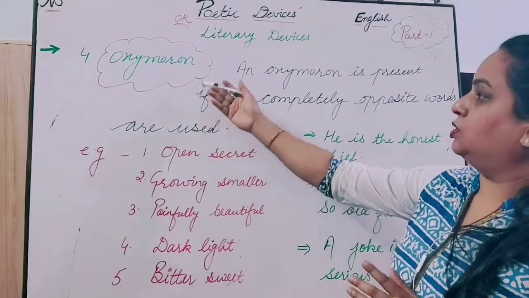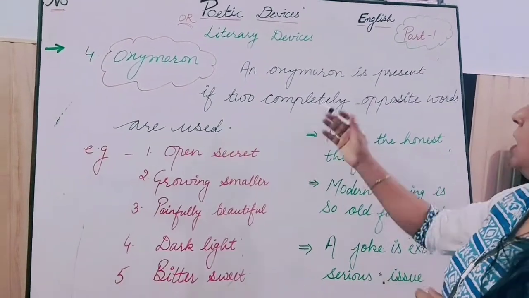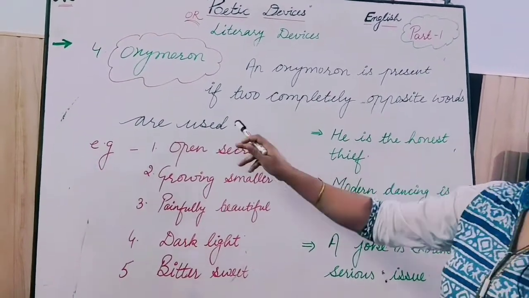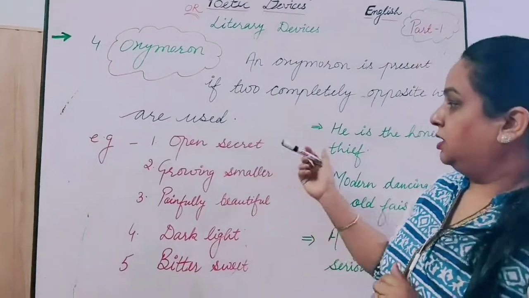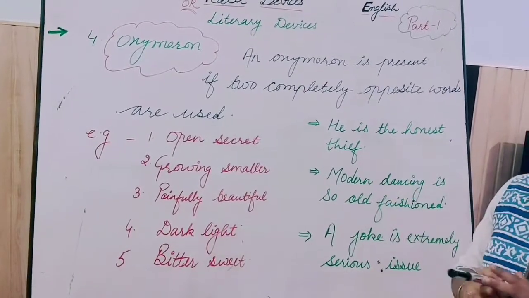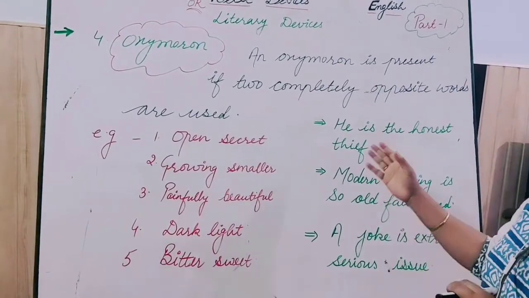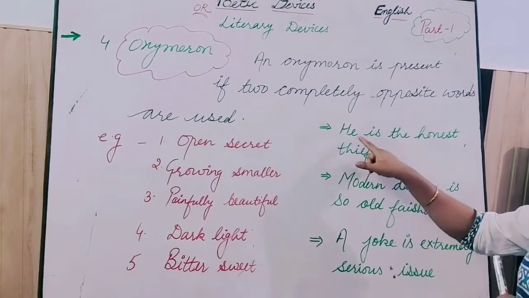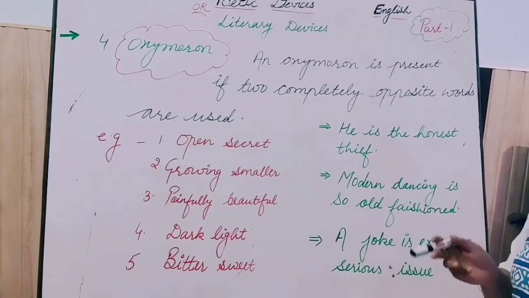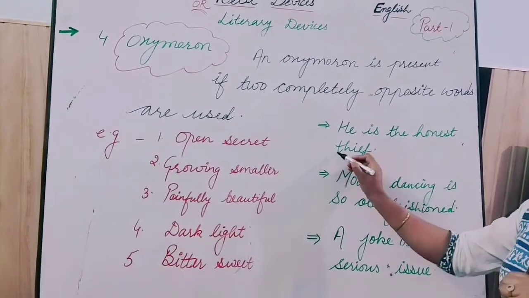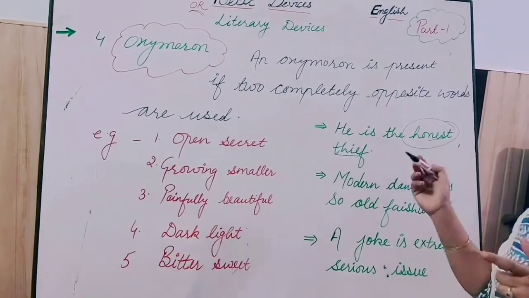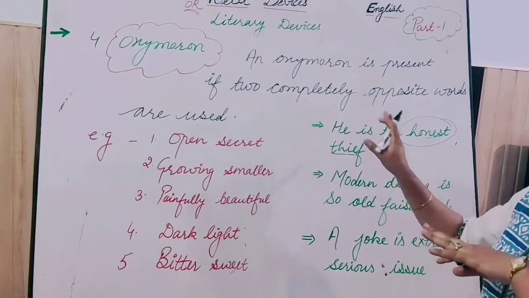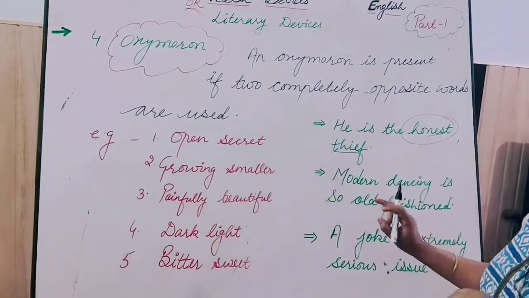Start the next one, which is known as oxymoron. An oxymoron is present if two completely opposite words are used together. Let's see some examples. There are some phrases and proverbs which are helpful to understand oxymorons much better. He is the honest thief. Now you can understand, a thief, how can he be honest? Honest and thief are opposite words. So this is one example of oxymoron.